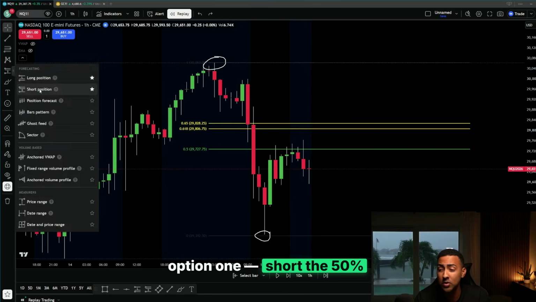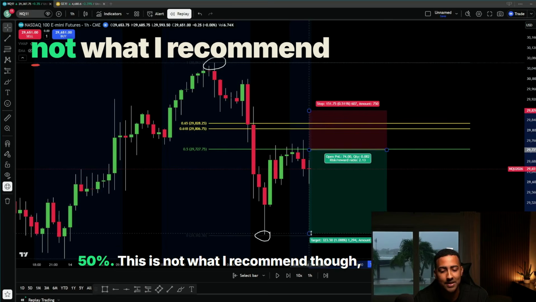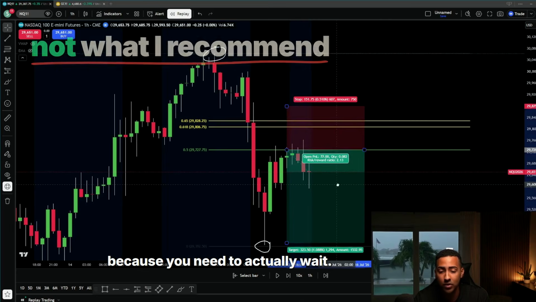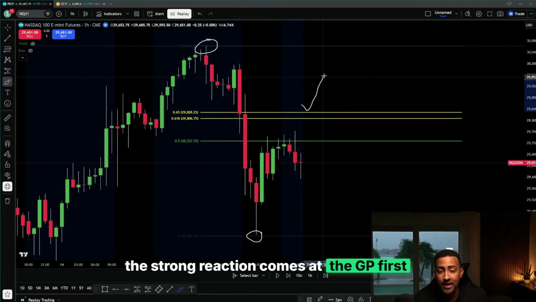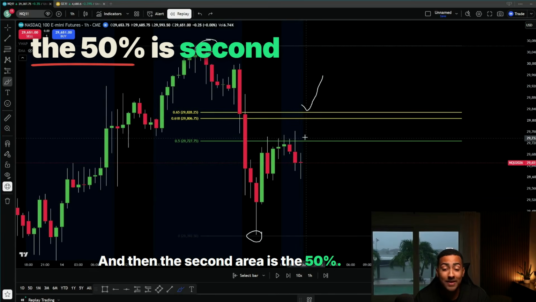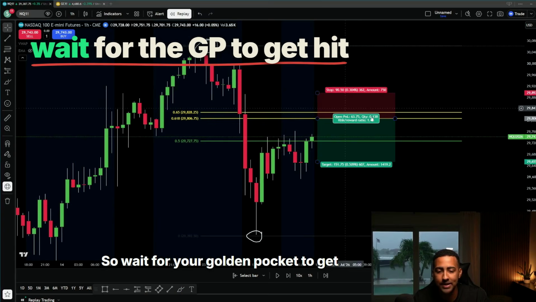So there's 2 things that you can do in this scenario. One, you can take the short right off of the 50%. This is not what I recommend though, because you need to actually wait. Like we said before, you're most likely going to get a strong reaction here at the golden pocket first, and then the second area is the 50%. So these are the 2 areas where we're most likely to get a reaction. So wait for your golden pocket to get hit first.